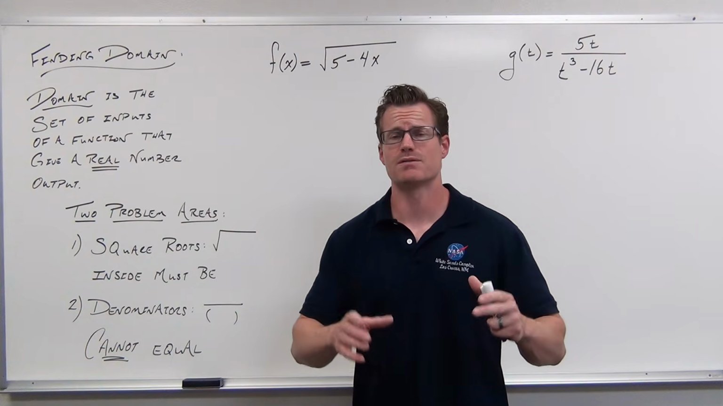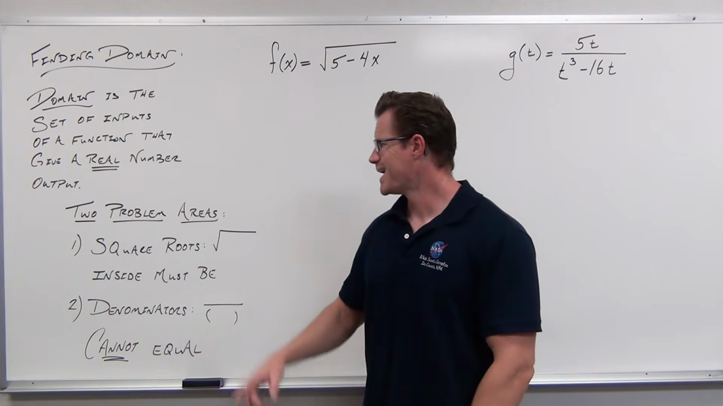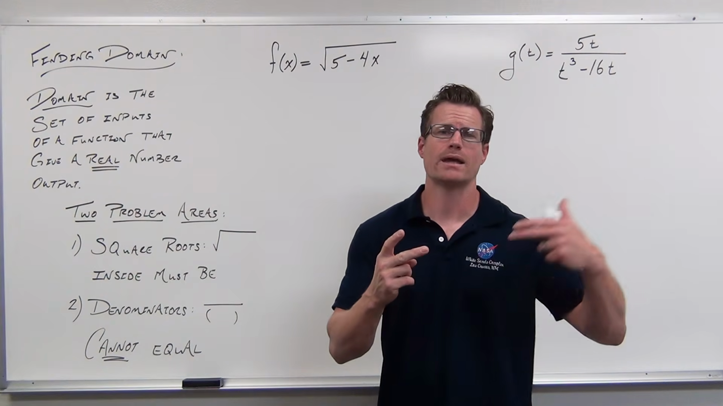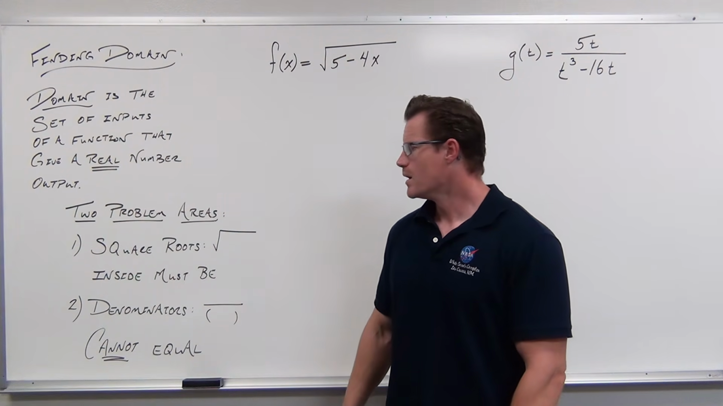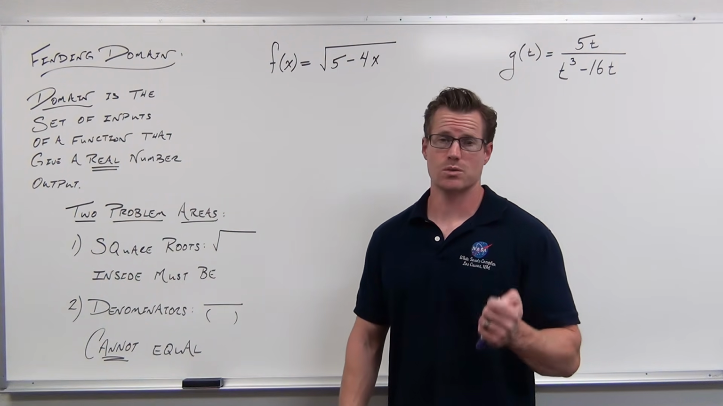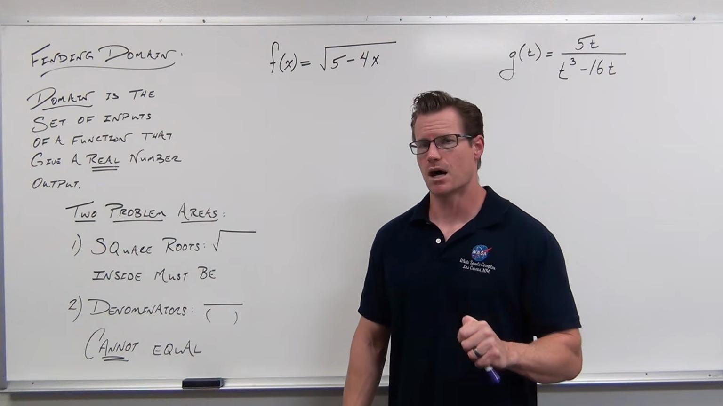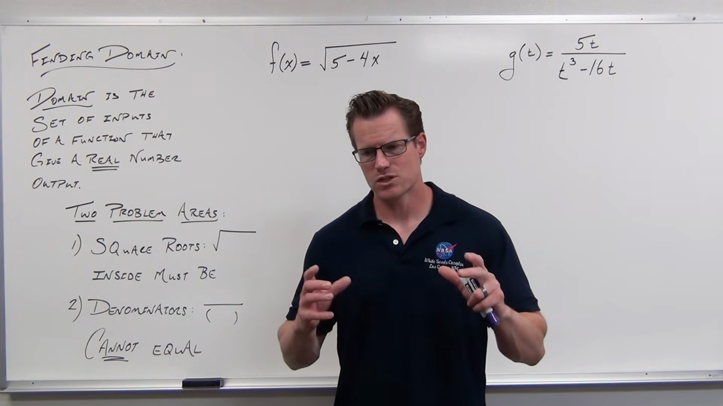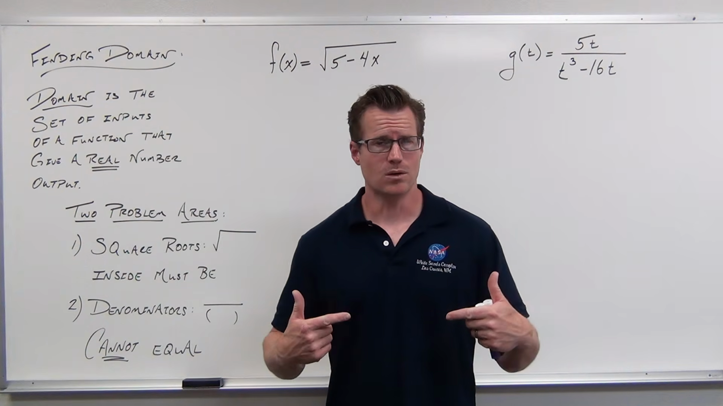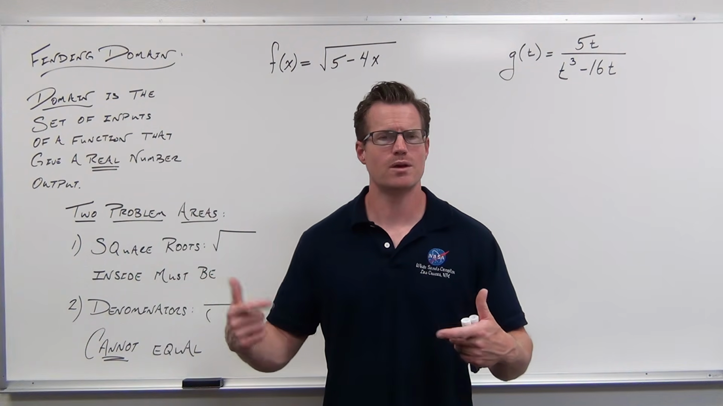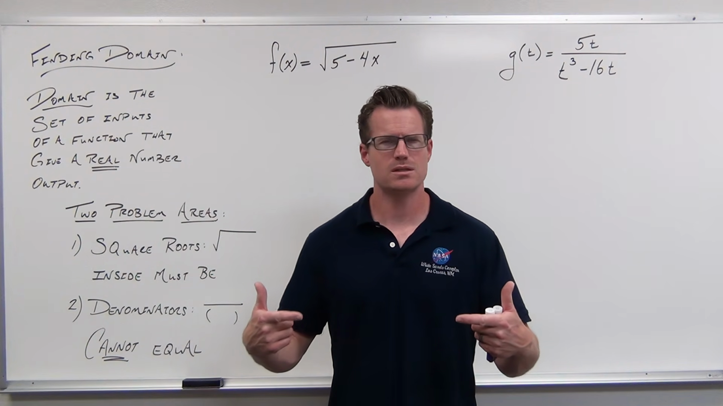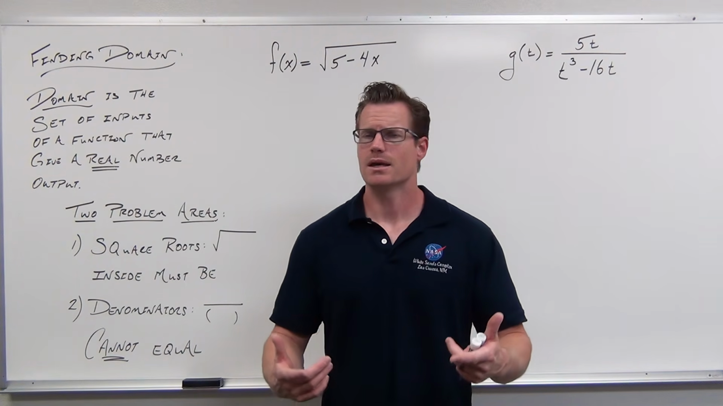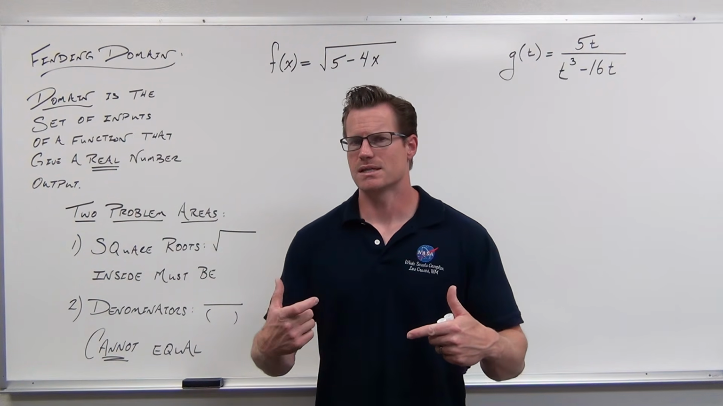Again, one more time, domain is a set of inputs that give us a real number output for a function. And for now, there's two areas that we will look for. Later on, we'll add logarithms, but right now we're going to be concerned about square roots and denominators of fractions. In square roots, the inside can be 0. That's what we explored in the last video: can you plug in some number that gives you 0 inside of a square root? Yes, that's fine. Can you plug in some number that creates the inside negative?